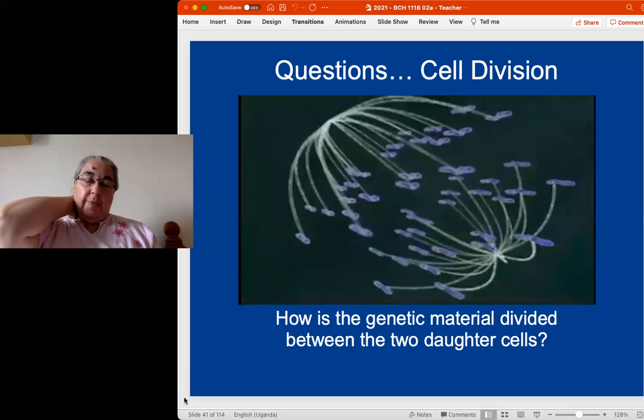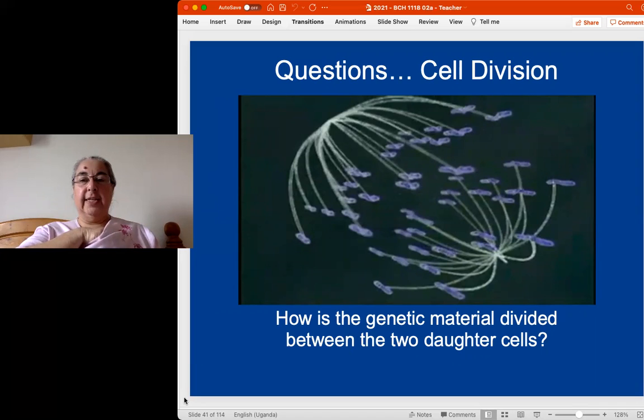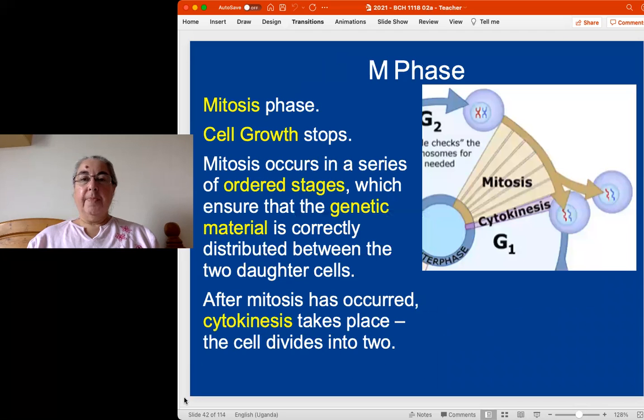So the next thing we're going to think about is the actual process of cell division, the stages that are needed to divide the genetic material between the 2 daughter cells. Okay, so this is what's happening in mitosis and then going on to cytokinesis. So when a cell enters mitosis, the cell stops growing. It's the end of G2 phase, and the cell is now concentrating on cell division.